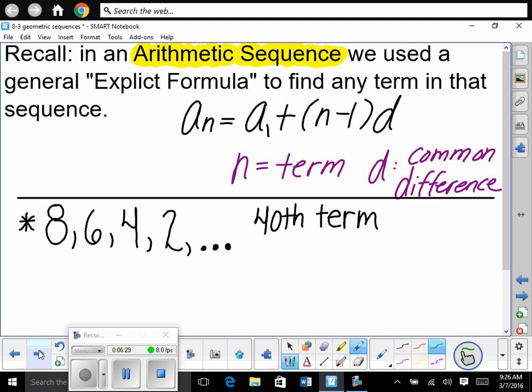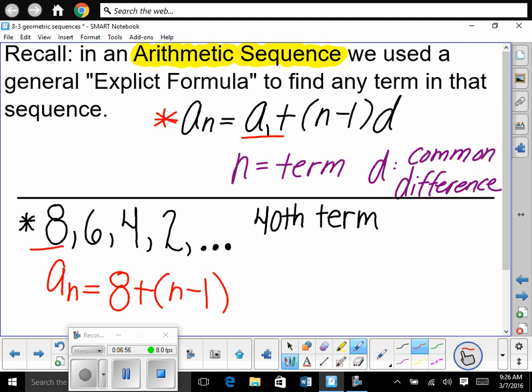So let's do this one. We're going to write an explicit formula, and then we're going to find the 40th term. First of all, let's write the explicit formula. Instead of writing our own, let's use the general formula for an arithmetic sequence. So we know that a sub n is equal to a sub 1, which is the first term, right? In this sequence, what's my first term? So we'll do 8 plus, n minus 1, because n is the term we're talking about, and then what's our difference?